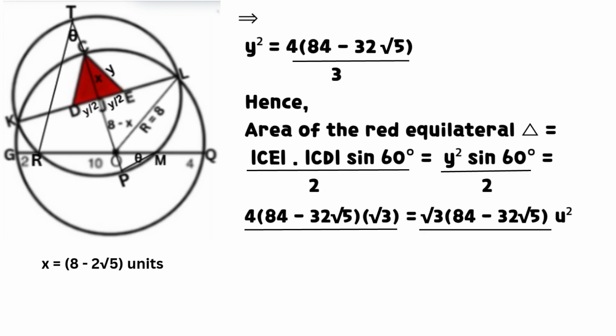We have that the area of the red equilateral triangle equals the product of the square root of 3 and 84 minus 32 times the square root of 5, all divided by 3, in square units. After simplification of the substituted value.